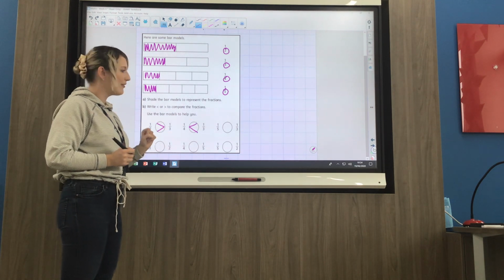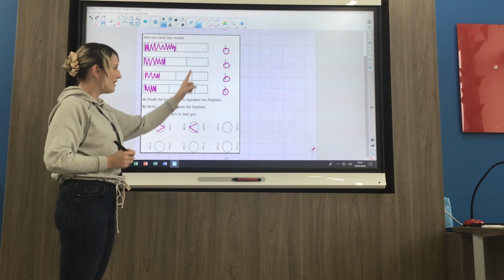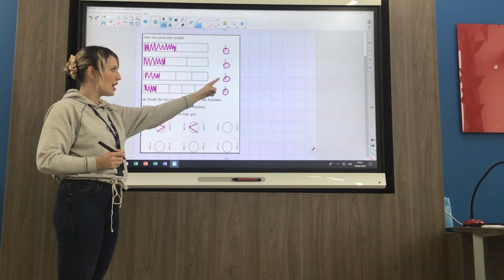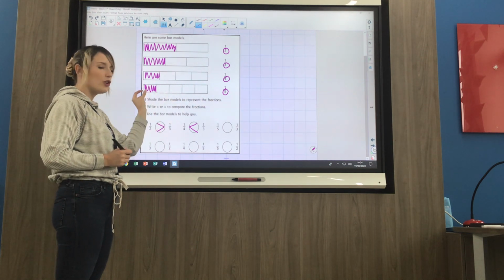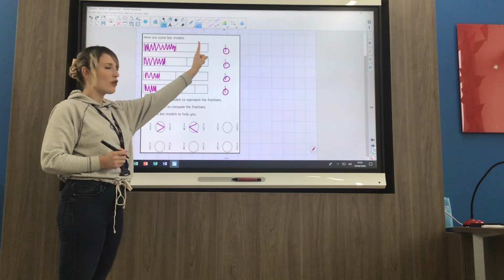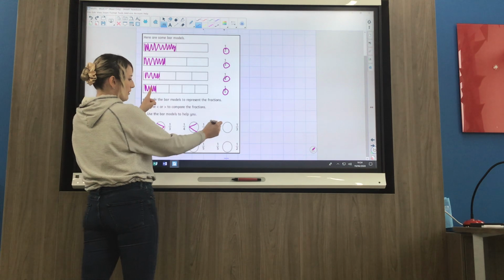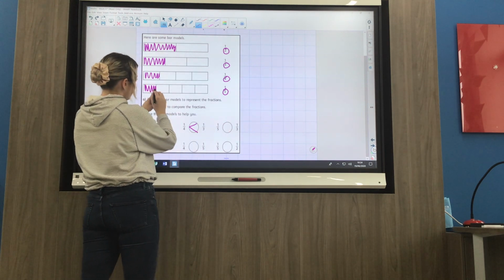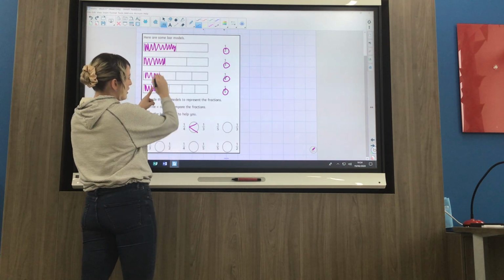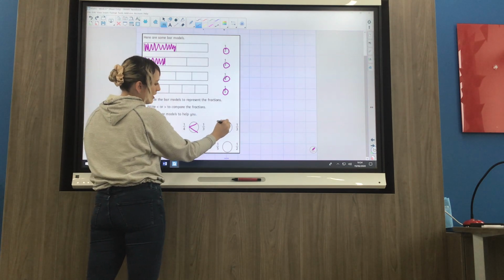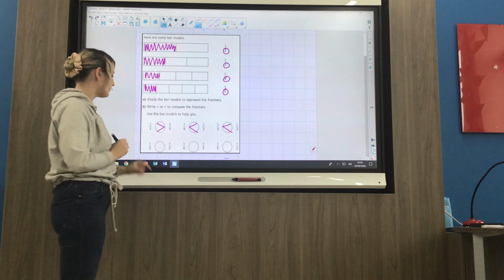I've got 1/5 and 1/3. Again, think about that rule. The bigger the denominator, the smaller the fraction. That's when we've got 1 as our numerator, when the numerator is the same. Okay, so 1/5 is smaller than 1/3. So it's going to want to eat 1/3 again.